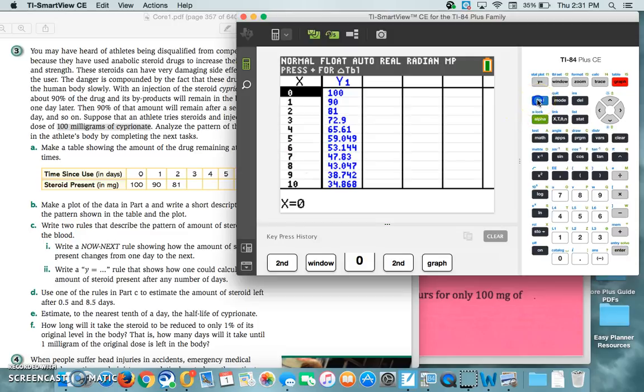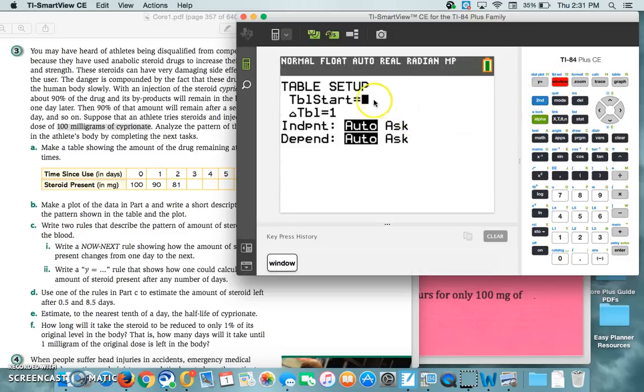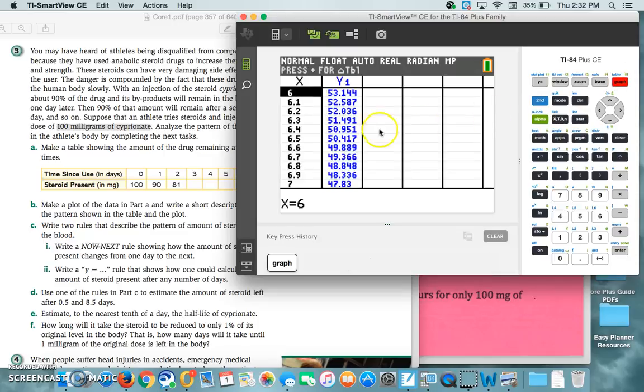In order to figure out exactly what the half-life is, I have to change what my table is counting by. So I'm going to start at 6, and instead of counting by 1, I will count by 1/10. Go back to the table, and in between 6.5 days and 6.6 days, I'm getting that much closer to 50 milligrams of that steroid. Now, the problem says estimate to the nearest tenth of a day. So really, it's about 6.5 days, 50.4, but 49.889 is actually closer to 50. So let's see if we can get a little bit closer.